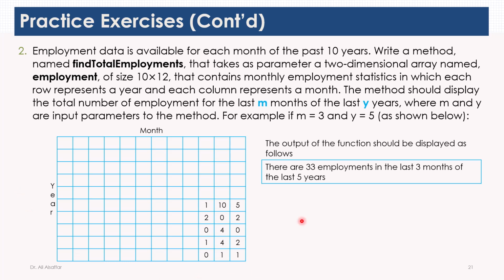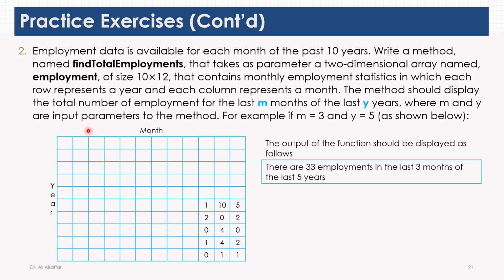This will help you a lot to understand what is required from the program. By looking at this example, you see that the rows represent years and the columns represent months. Now all we need to know is what the numbers inside this matrix represent. Let us read the problem and see. It says that employment data is available for each month of the past 10 years. This line will help you understand a lot about the two-dimensional array.